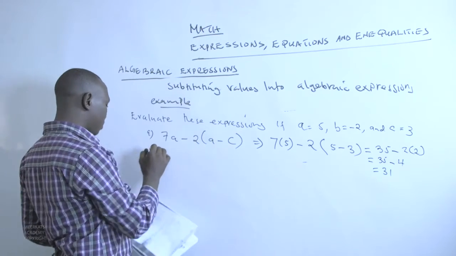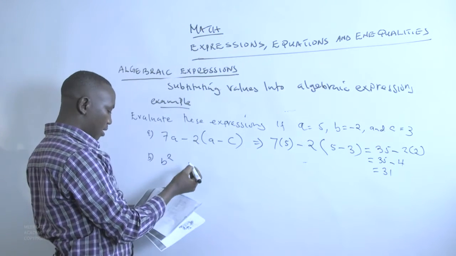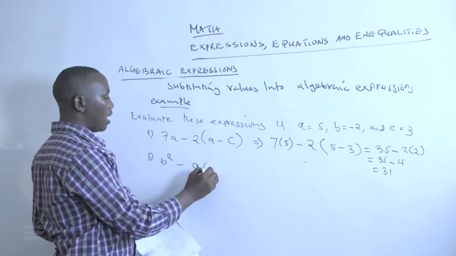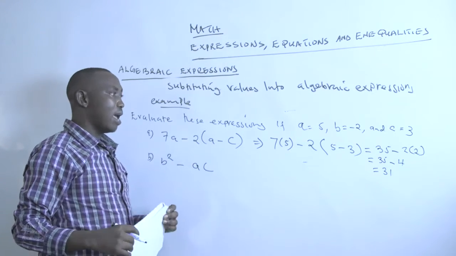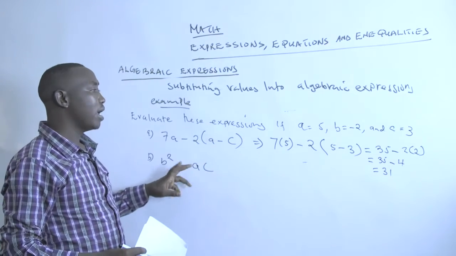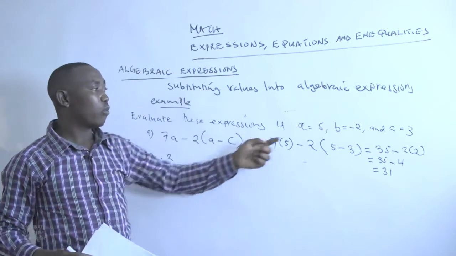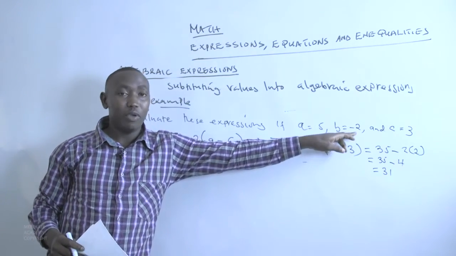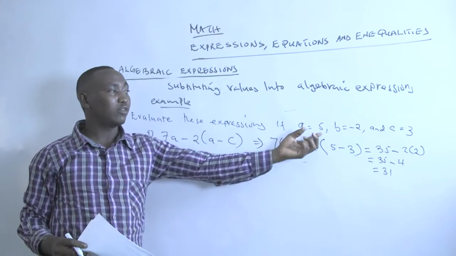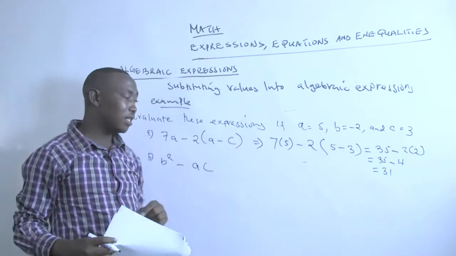B squared subtract AC. Again, the first step in solving this particular question is by making the substitution. Where there is B, we put -2, or the value of B, which is -2. Where there is A, we put the value of A, which is 5. And where there is C, we put the value of C, which is 3.